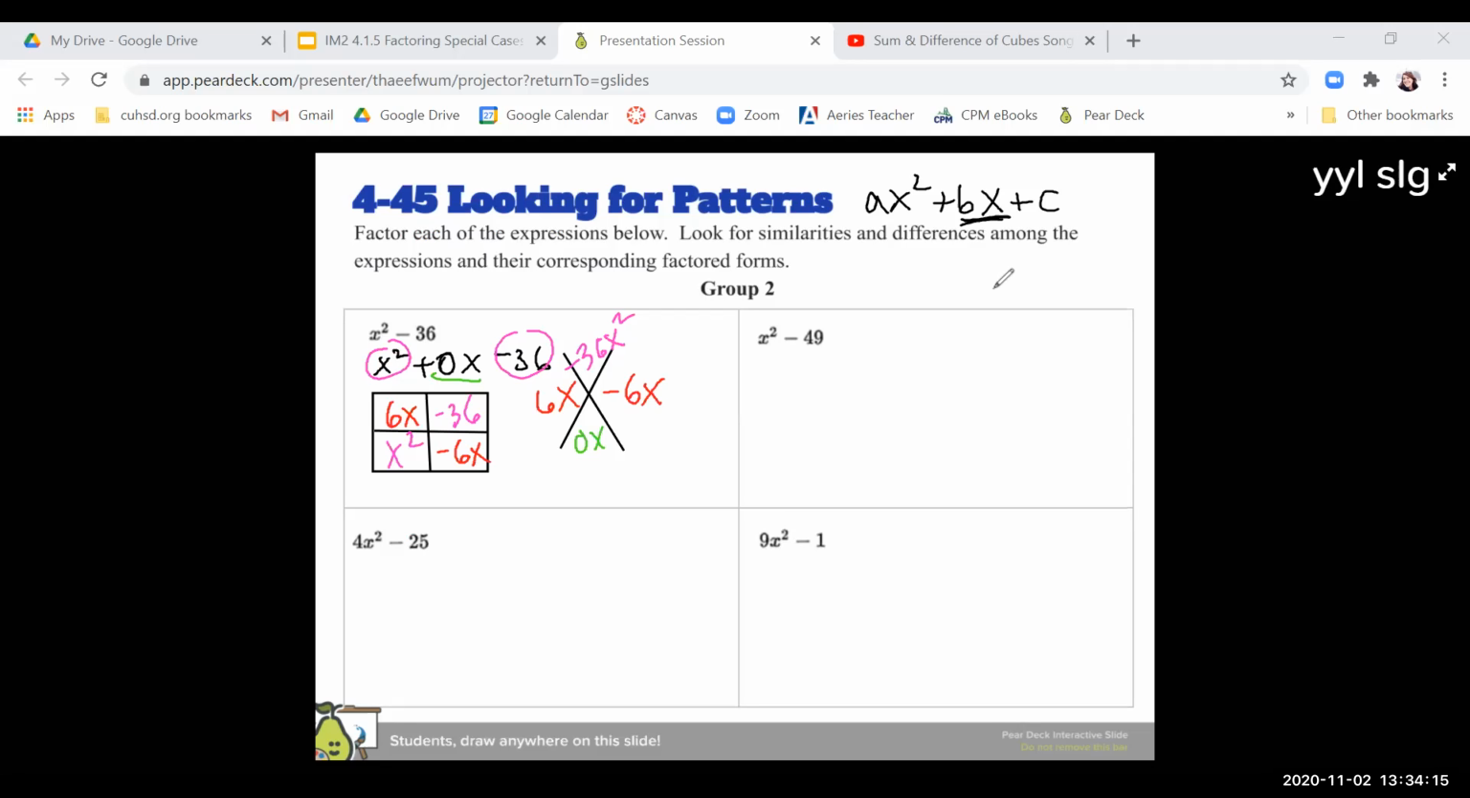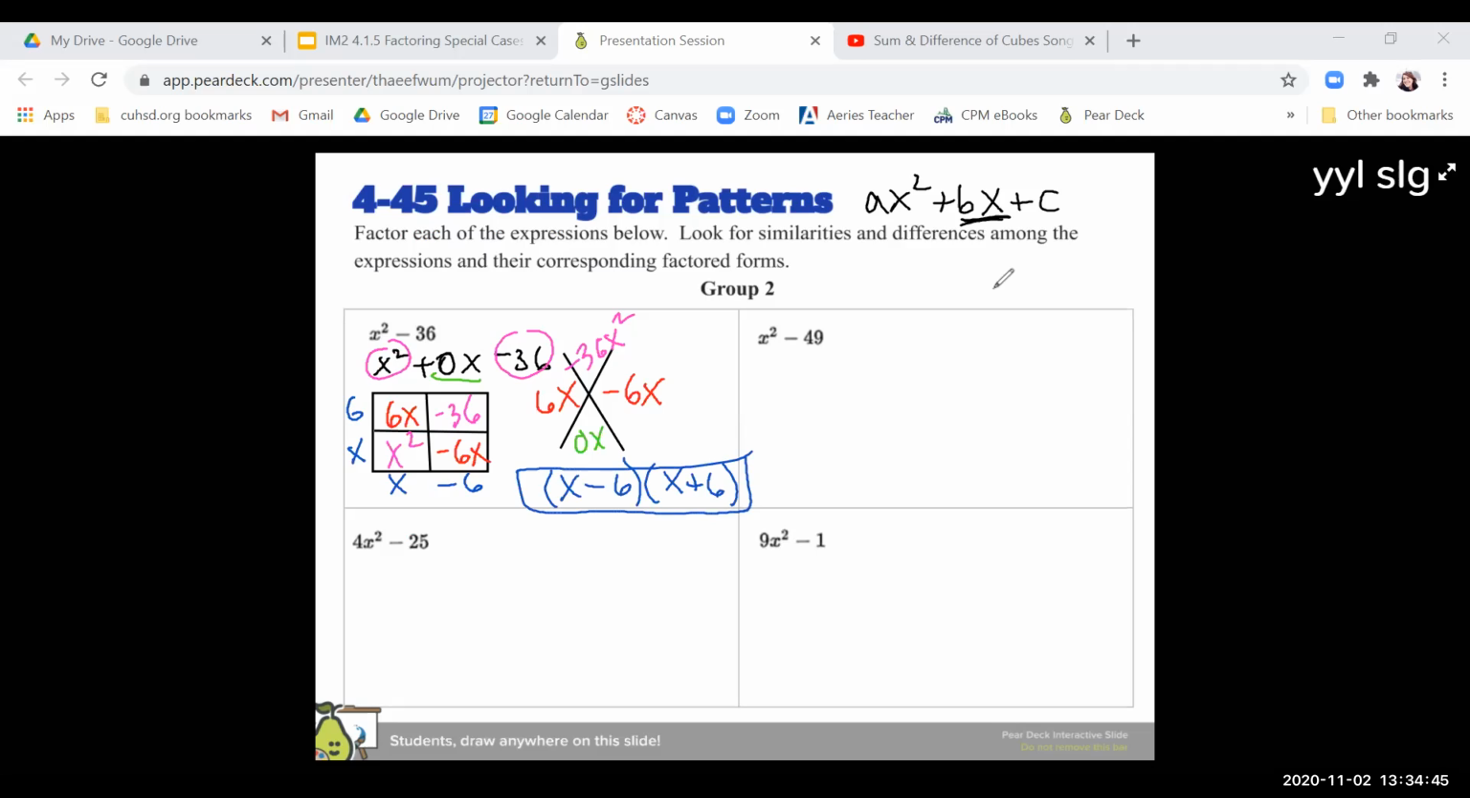And then finally, we get our edge lengths. Oops, just kidding. There we go. So our factors are x minus 6 along one edge and x plus 6 along the other edge. Notice how these factors are not the same as each other. One is positive, one is negative.